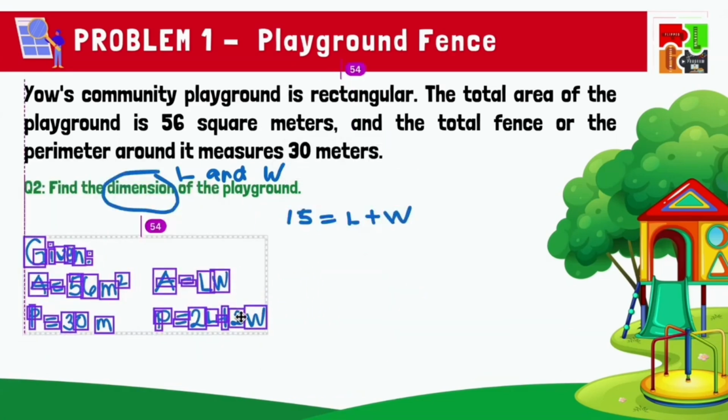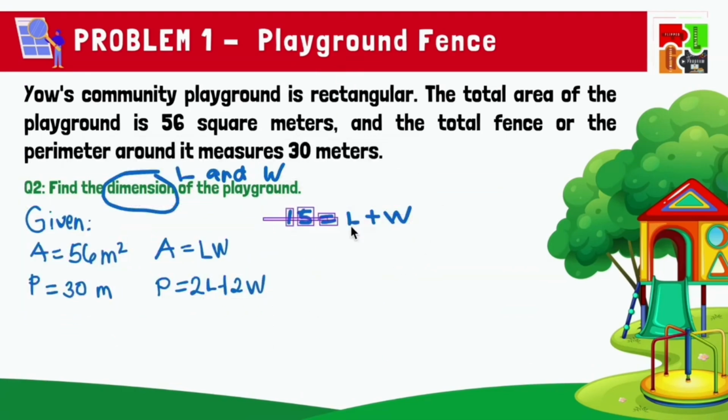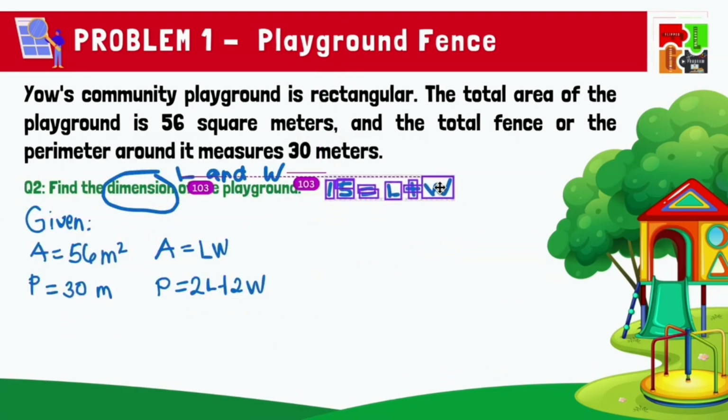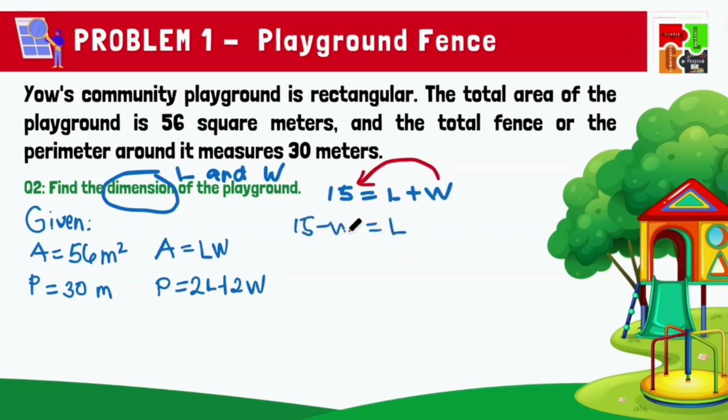And also, itong given, itataas ko lang ng konti. Ngayon, we have this particular given. Okay? So, ang gagawin natin dyan, paglalaroan lang natin yung equation. So, we'll just find the length. What if we find the length? We will just transfer out this W here, or subtract W both sides. So, it will leave us L equals 15 minus W.